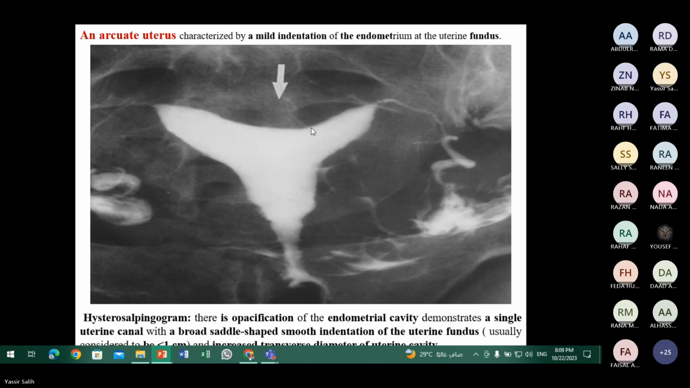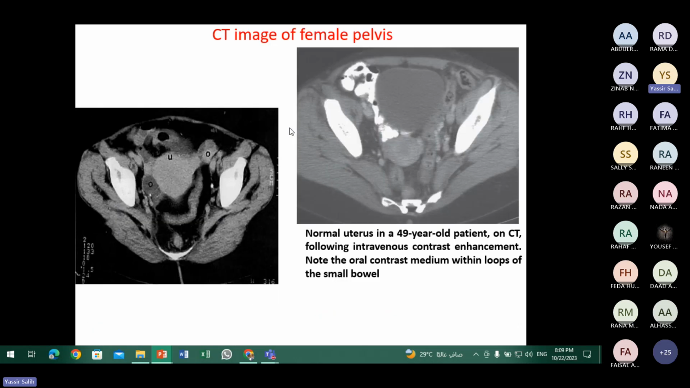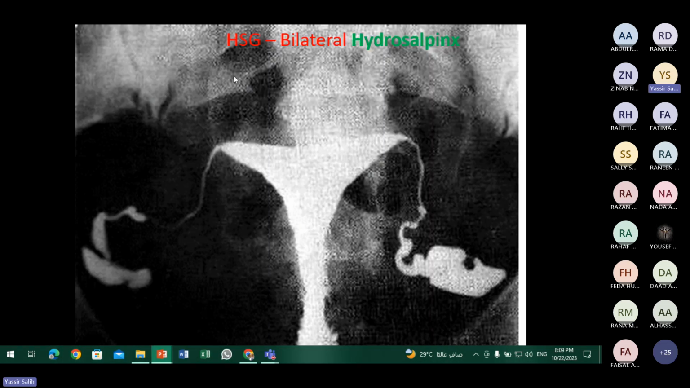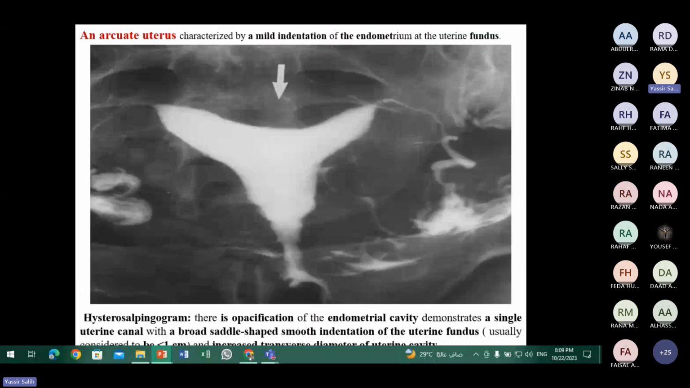Look at the fundus. Notice the fundus looks like this, like the breast, indented, with a mild indentation of the endometrium at the uterine cavity. This is an HSG. You can see the uterine cavity is normally opacified by contrast.